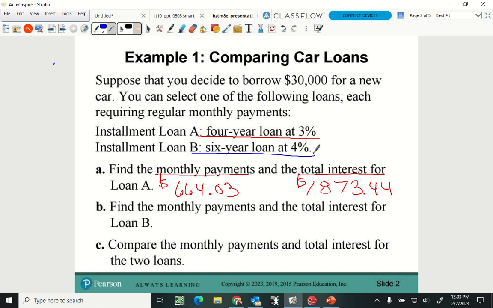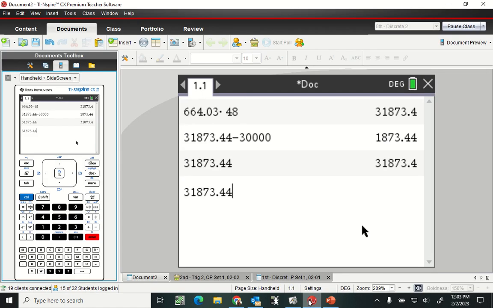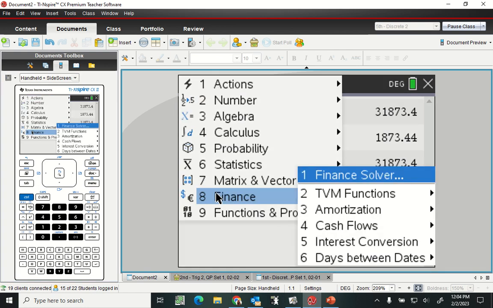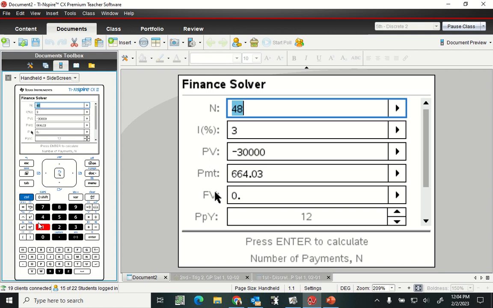So let's go back to the solver. You don't have to go to a new document because we're already in the document right now. If you already have it on, go to the document menu, finance, solver. So it brings us up with a lot of the stuff already filled in. Menu, Finance, okay, there we go.